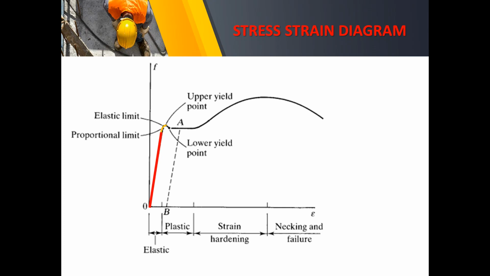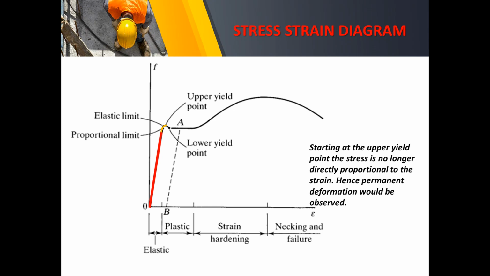So next to it is the elastic limit. In the elastic limit, we have the upper yield point as well as the lower yield point. In this case, we can now count or measure certain permanent set or permanent deformation on the material. Meaning, if we unload the material, the deformation will not be restored back into its original position.